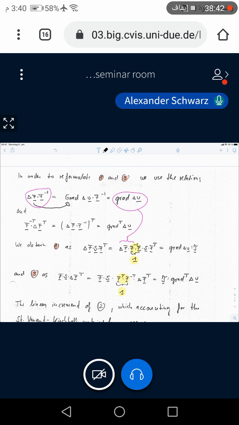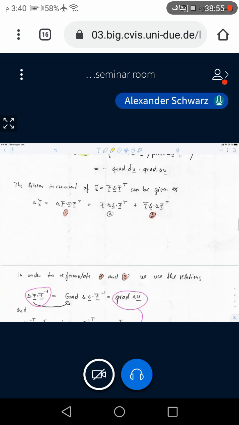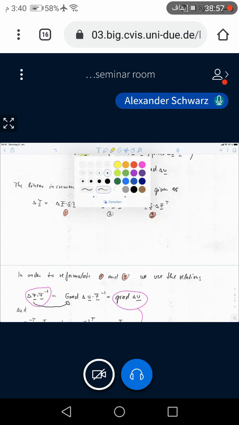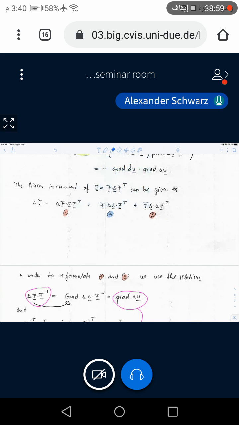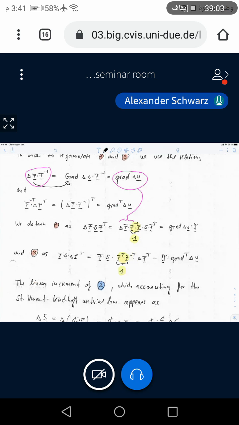So this is, I would say, only a few mathematical manipulations. I think this is not a big deal here. So for the second one, we make maybe a bigger deal. And here we have, again, this is the second one. And here I use blue. This is the blue one. The blue one here is the linear increment of 2, which accounting for the Saint Venant-Kirchhoff material law appears as.